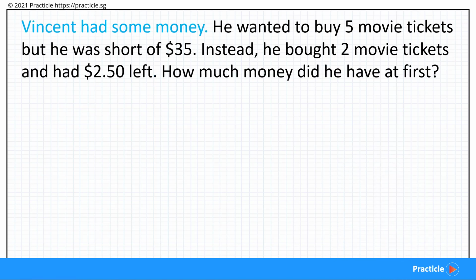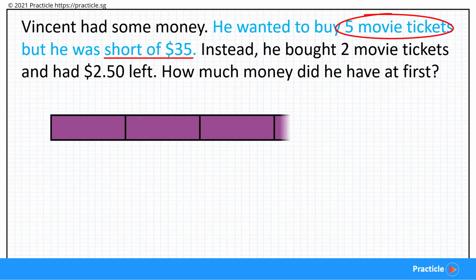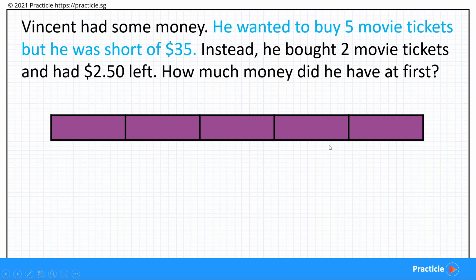We are given that Vincent had some money, and also what will happen depending on how many movie tickets he buys, correct? Let's start with the first situation. If Vincent bought 5 movie tickets, we know that he's going to be short of $35. Agree? How do we draw the model to represent this? Well, we could draw 5 units and use each of these units to represent the cost of 1 movie ticket, right? This whole bar that you see here represents the cost of 5 movie tickets, correct?